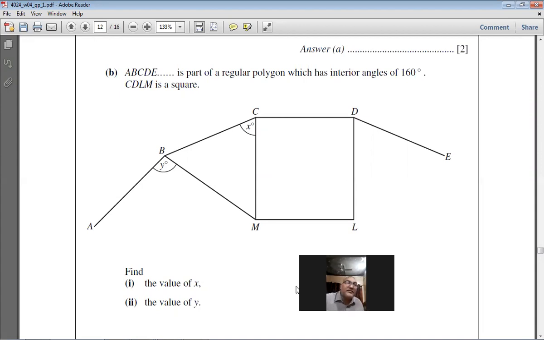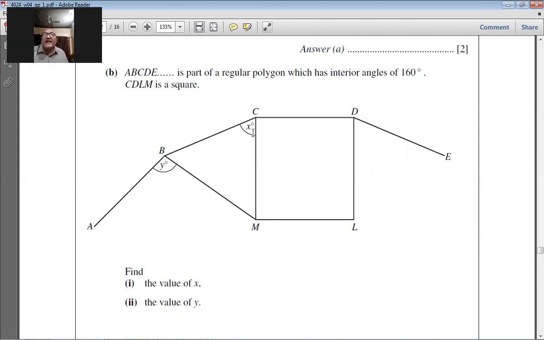So let me show you my work. We have to find the value of x. Very easily I can find the value of x and the value of y.